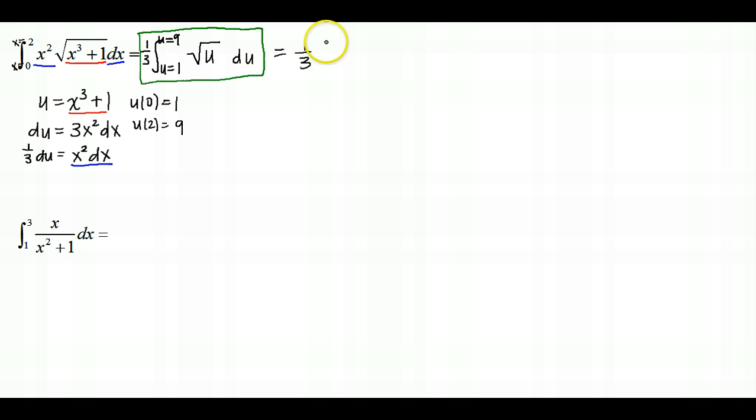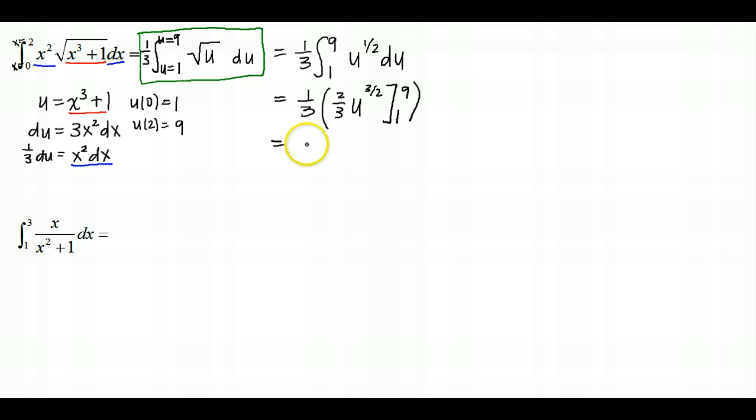So let's keep going here. I have 1/3 the integral from 1 to 9, so I'll drop the u equals, of u to the 1/2 du. So this is 1/3 times the antiderivative, which is u to the 3/2 times 2/3, evaluated from 1 to 9. Now this is 1/3 times, let's plug the 9 in, so we get 2/3 times 9 to the 3/2, minus 2/3 times 1 to the 3/2.